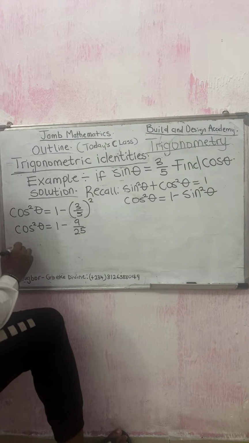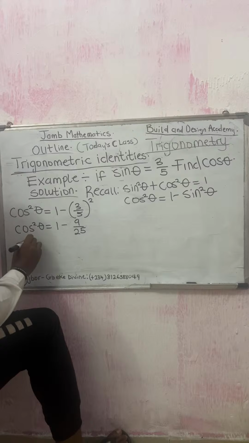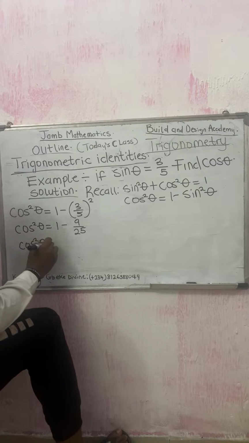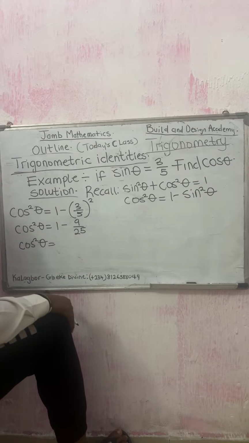So now we'll have our final answer, cos square theta to be 1 minus 9 over 25.